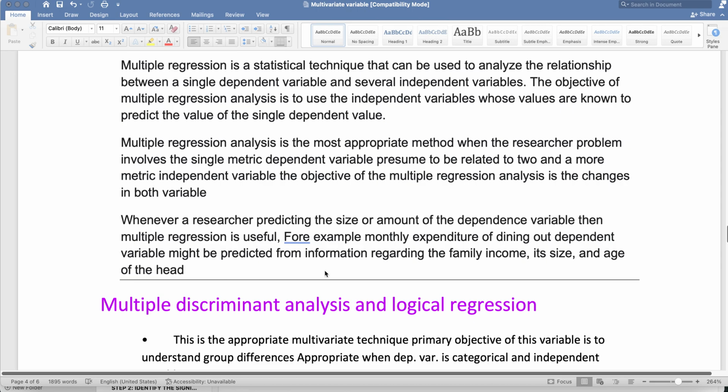For example, monthly expenditure on dining out, the dependent variable, might be predicted from information regarding the family income, its size, and the age of the head of the household.